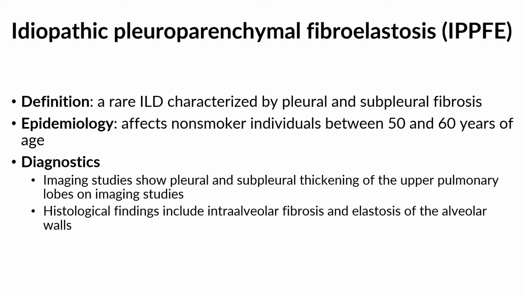Idiopathic pleuroparenchymal fibroelastosis is a rare ILD characterized by pleural and subpleural fibrosis. Affects non-smoker individuals between 50 to 70 years of age. Imaging studies show pleural and subpleural thickening of the upper pulmonary lobes. Histological findings include intraalveolar fibrosis and elastosis of the alveolar walls.